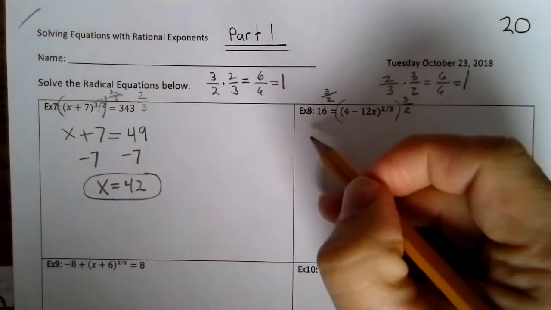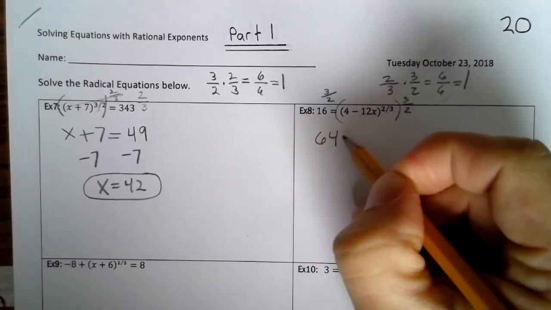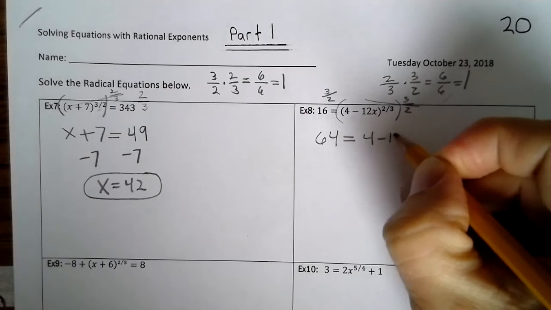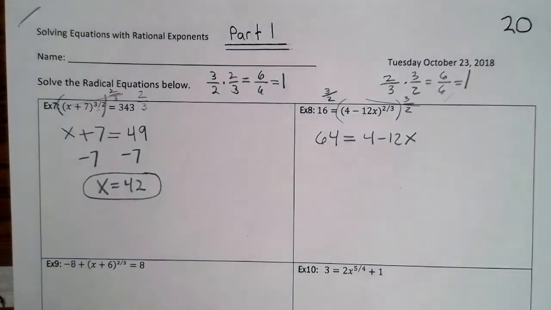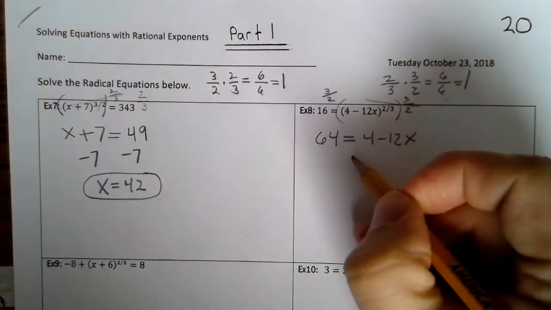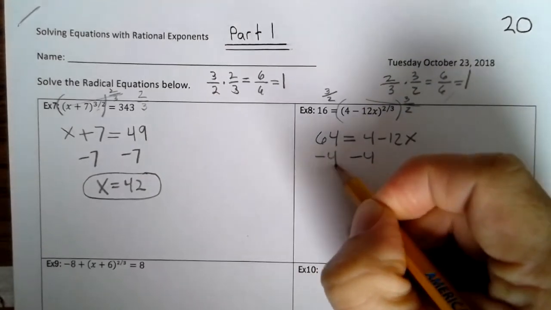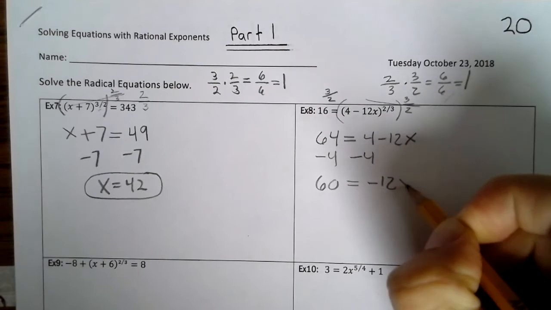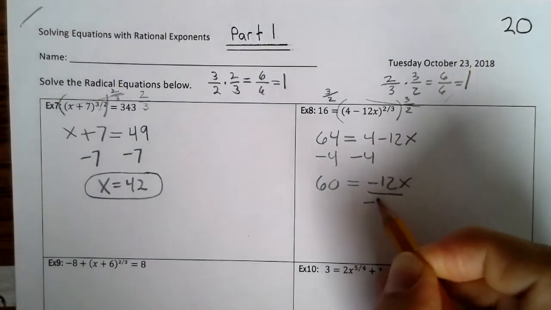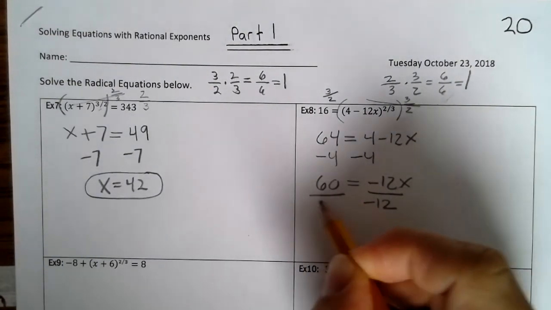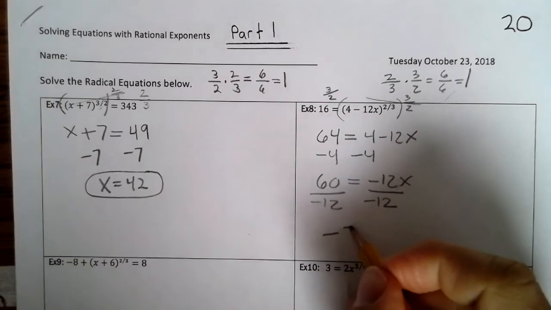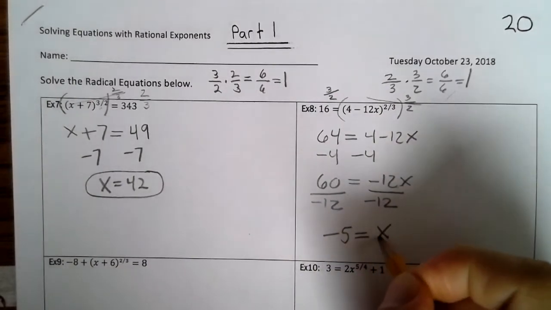You have 4 minus 12x. We subtract 4 from both sides. So you have 60 equals negative 12x. Divide both sides by negative 12. So negative 5 equals x. All right, so finish up examples 7 and 8.